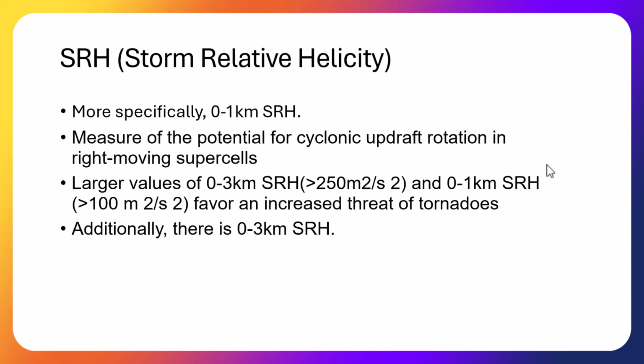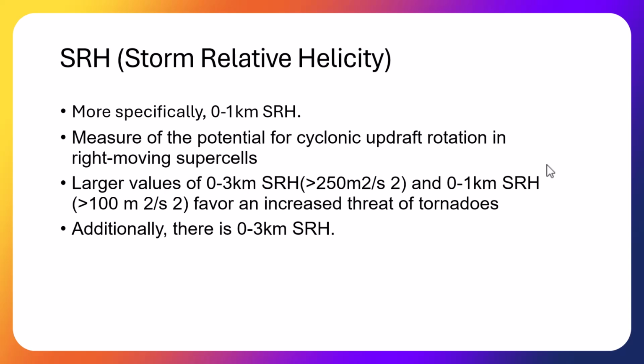Important to know here is the storm relative helicity. It's the measure of the potential for cyclonic updraft rotation and right-moving supercells. Larger values of 0 to 3 kilometer SRH of more than 250 meters squared per second squared, and 0 to 1 kilometer SRH greater than 100 meters squared per second squared, favor an increased threat of tornadoes. It's very important to look at both.